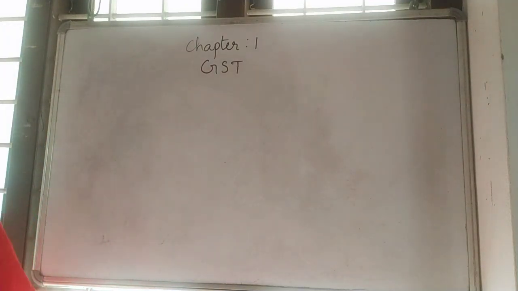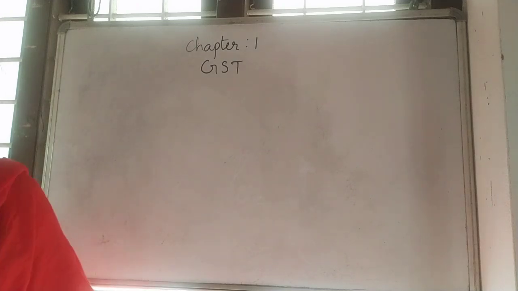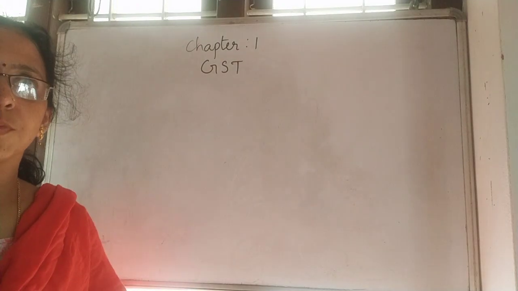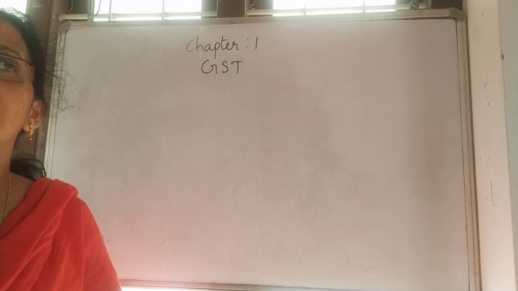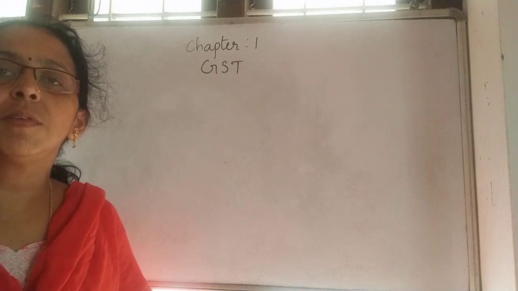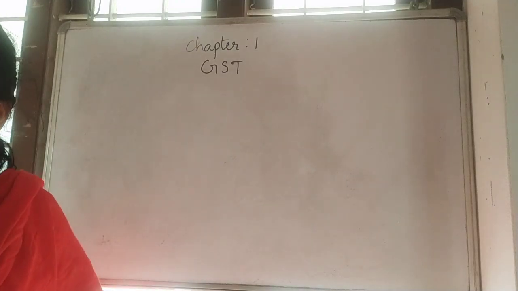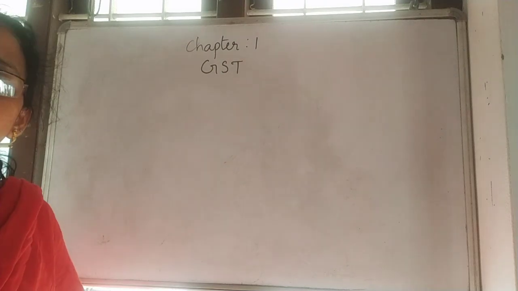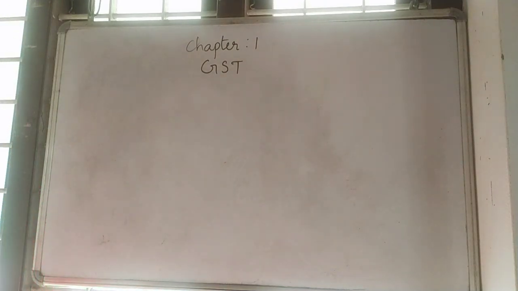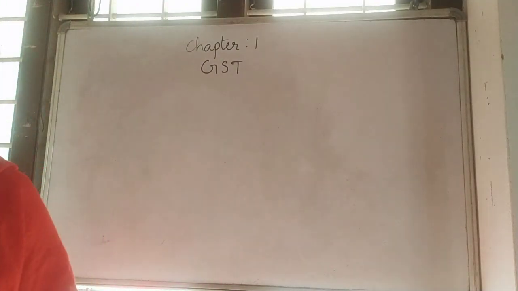So when we are talking about a state, we will say SGST, and if we are talking about a union territory, we will say UTGST. This tax also will go to the state government. Then the third one is IGST, that is Integrated Goods and Service Tax. This tax will go to the central government.